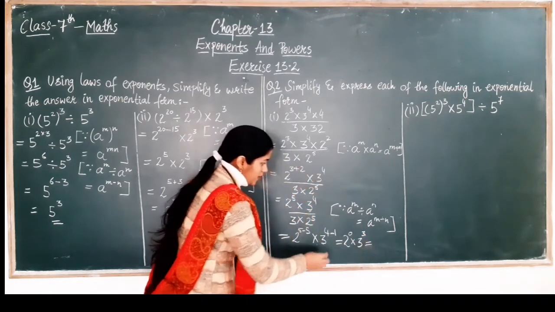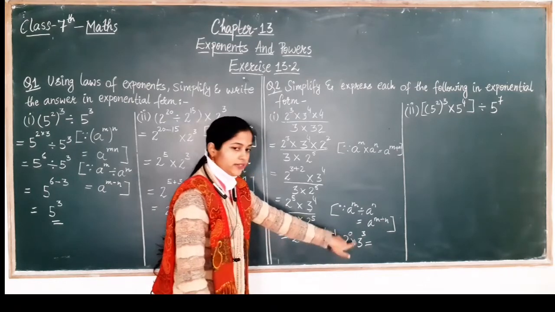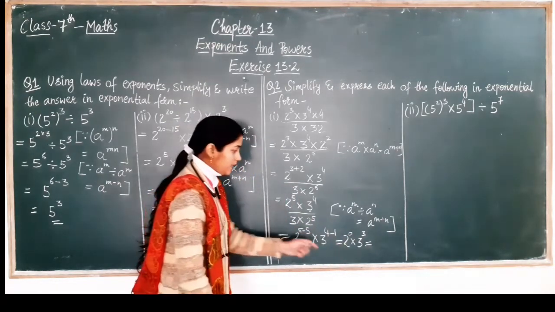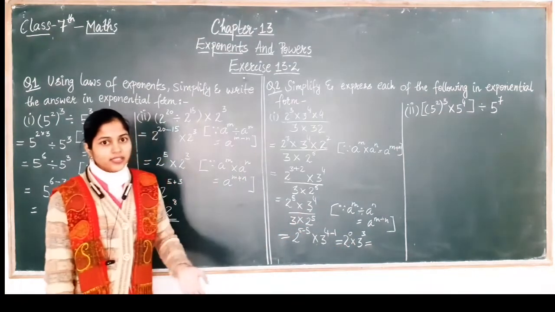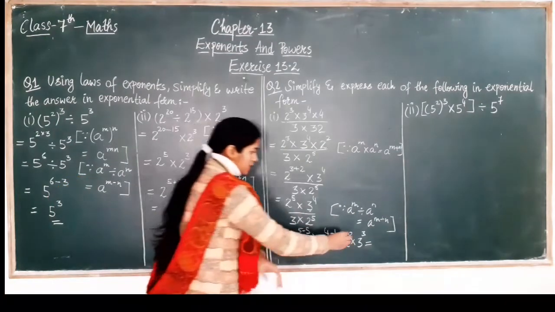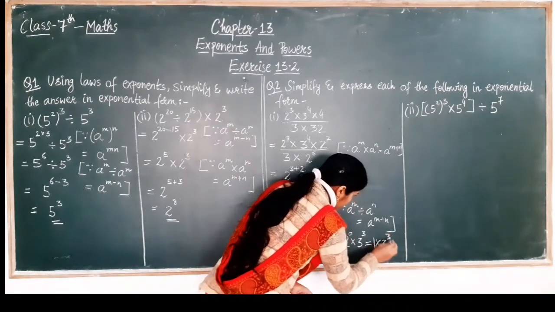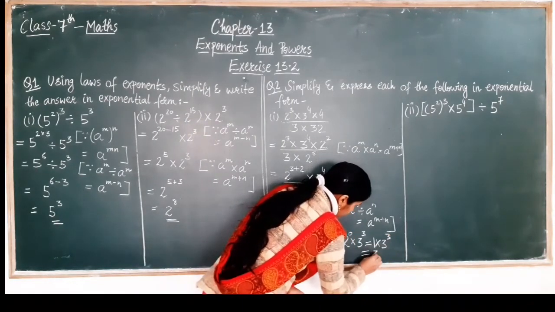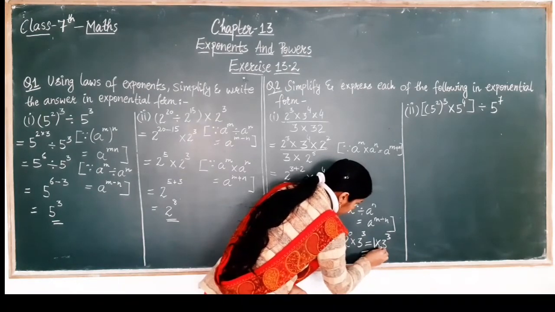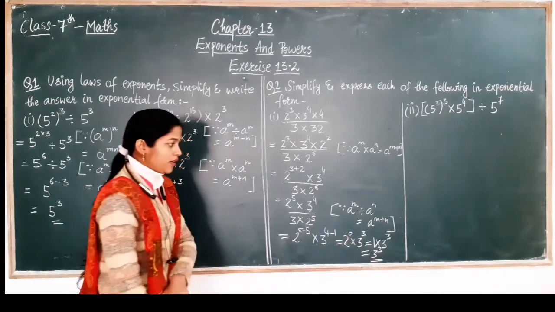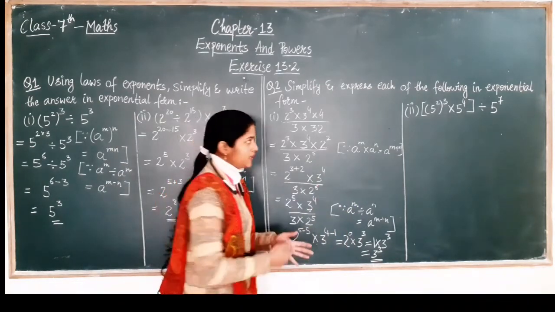Okay. So if there is a power of 0, we have studied in the laws of exponents that if a number has a power of 0, it is equal to 1. So here it would be 1, and our answer would be 3 raised to the power 3. Okay. So now we'll see our next question.